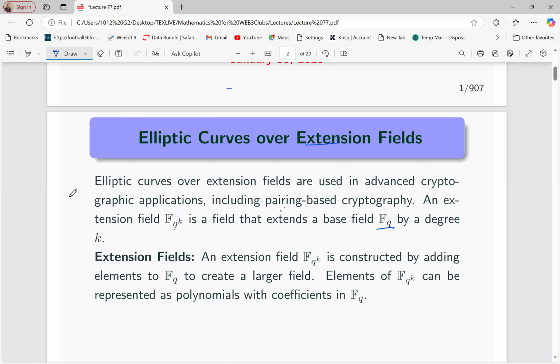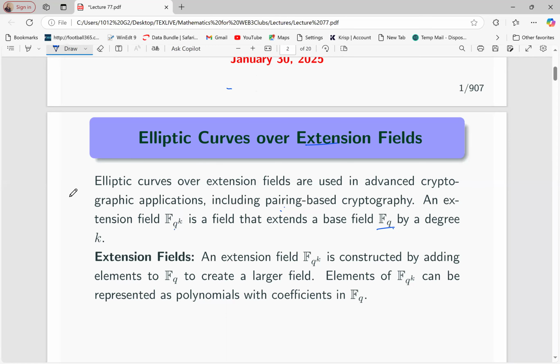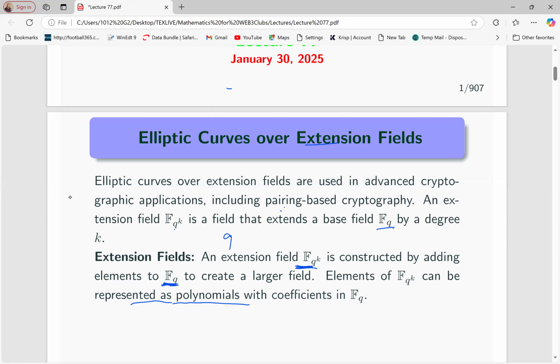Now, another point that I've already explained is that the new field that we've just created has extra points in addition to the original field. So if the original field had 9 points, we would still have those 9 points in the new field. But on top of that, we would then come up with other points. These are the new points, and they'll be represented as polynomials.